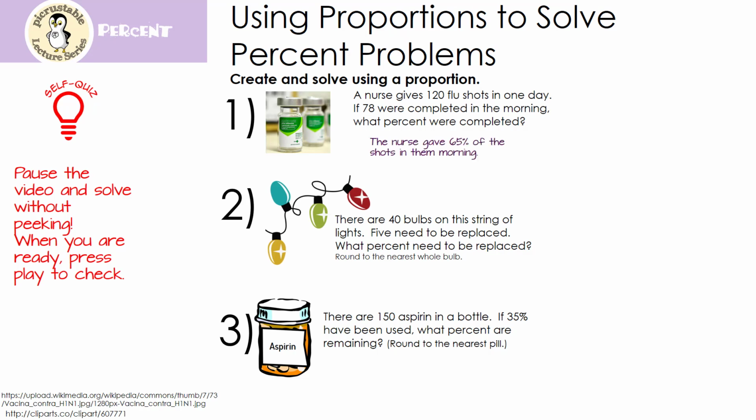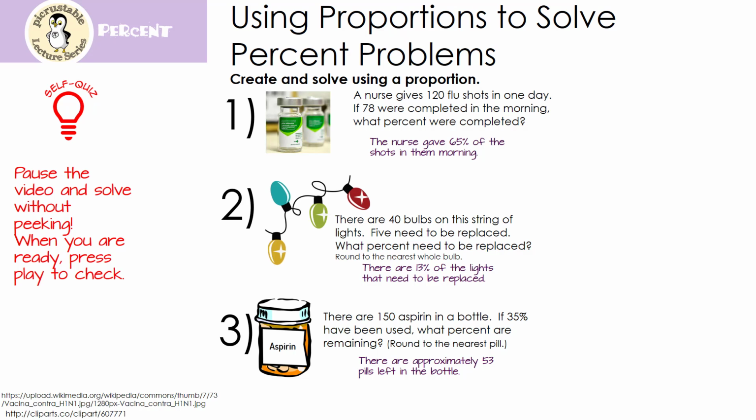For number 1, the answer is 65% of the shots were given in the morning. For number 2, there are 13% of the bulbs that need to be replaced. And finally, number 3, the answer is there are approximately 53 pills left in the bottle. If you got these right, great. But for the rest of us, let's look at these.